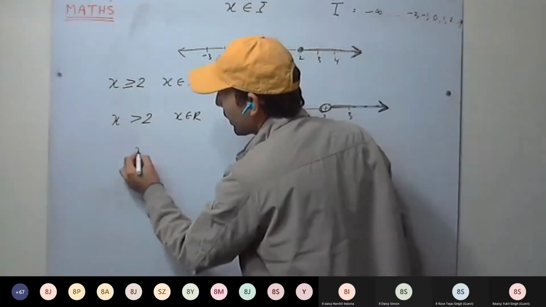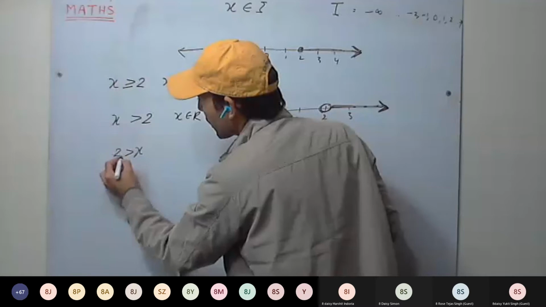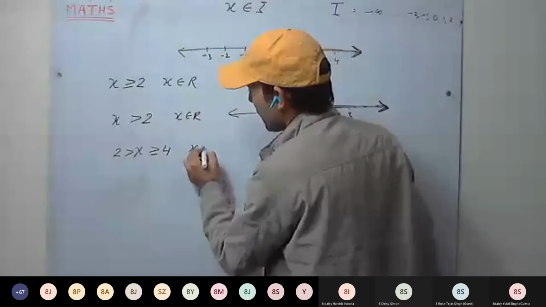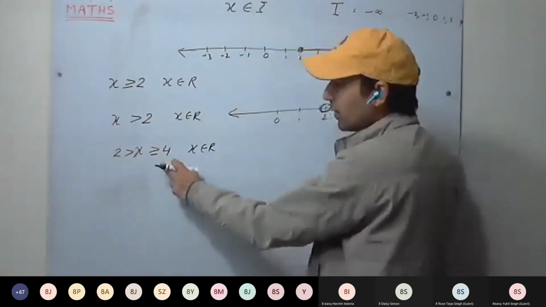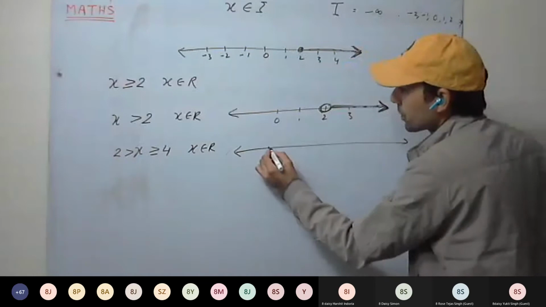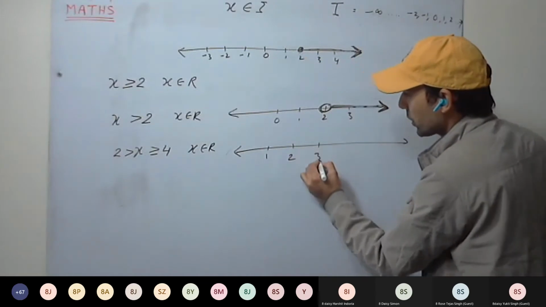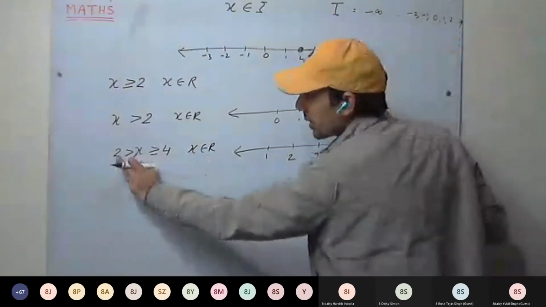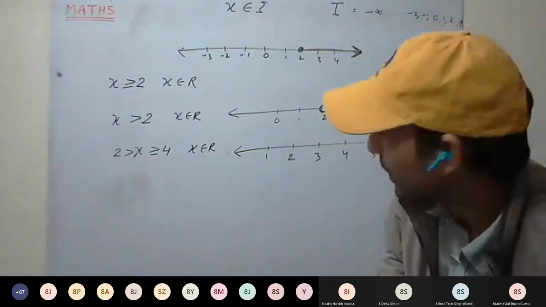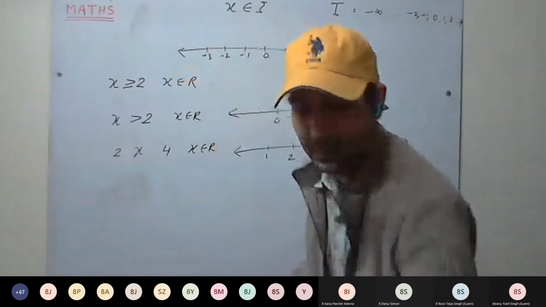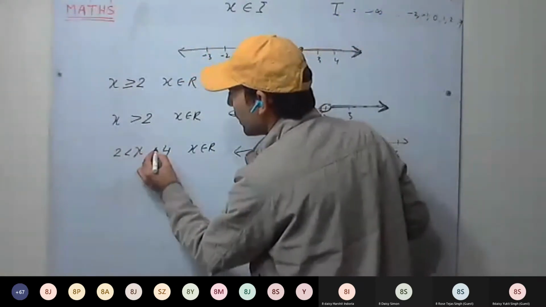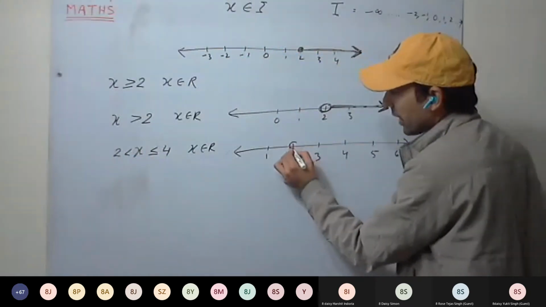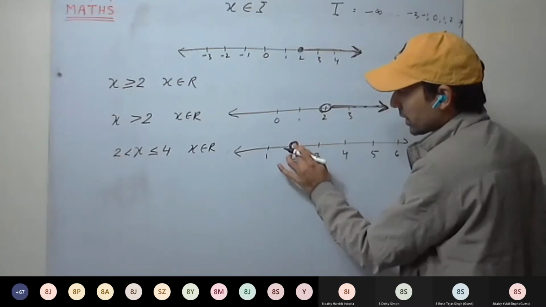If the question is like this, x is greater than 2 and less than or equal to 4. This time x lies between 2 and 4. So see here: 1, 2, 3, 4, 5, 6. This time what will we do? One minute, I did it wrong. Okay, this is the equation. x is greater than 2, so it is not equal to 2. It will be like this, not filling the circle.